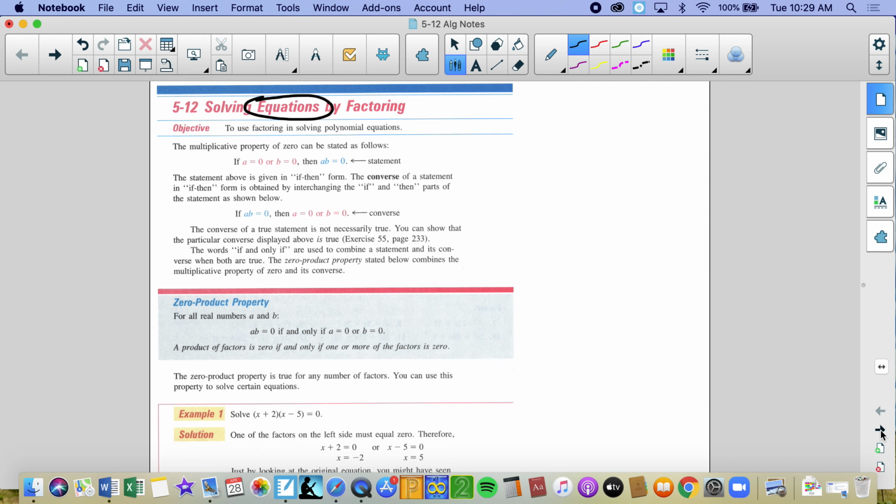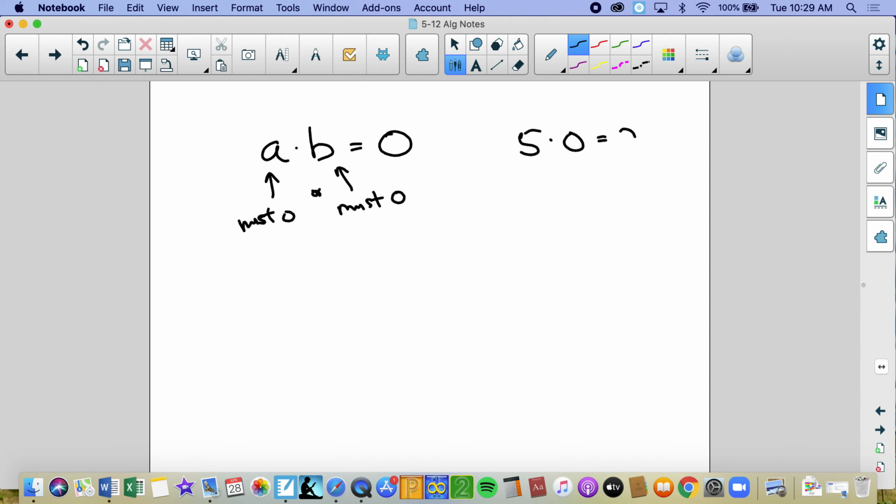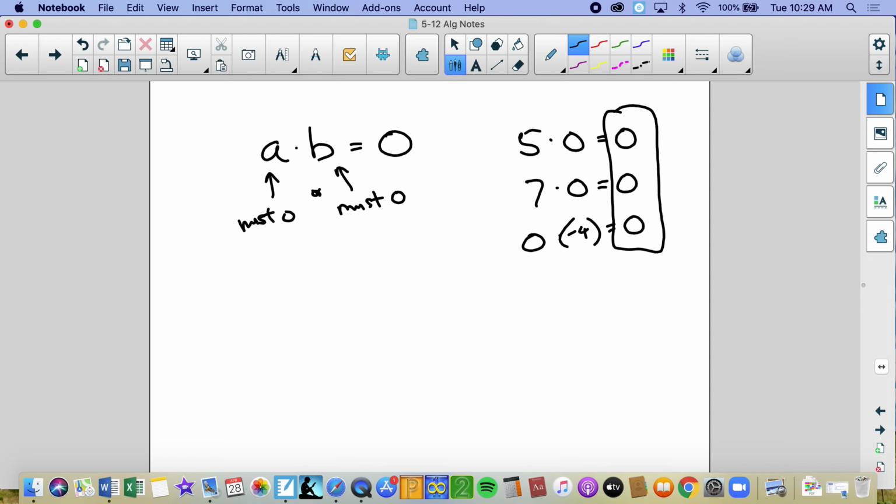And what we're going to base that upon is multiplication. If we have A times B equals 0, we know something. We know that either A must be 0 or B must be 0. One of those must be 0, because that's the only way that when you multiply two numbers you get 0. 5 times 0 equals 0. 7 times 0 equals 0. 0 times negative 4 equals 0. There's no way you can get 0 from a product without one of those two being 0. They both can be 0 also, but one of those has to be 0. There's no other way that you can get 0 by multiplying two numbers without one of them being 0.